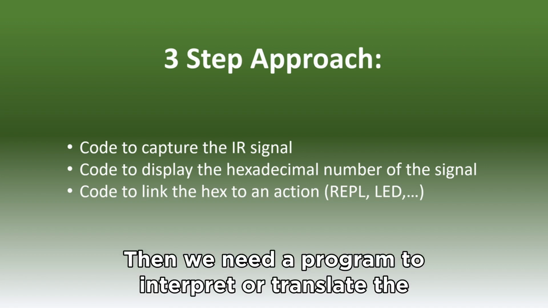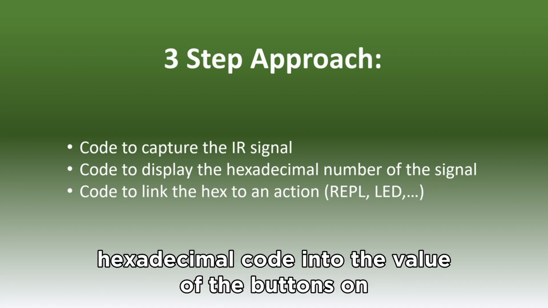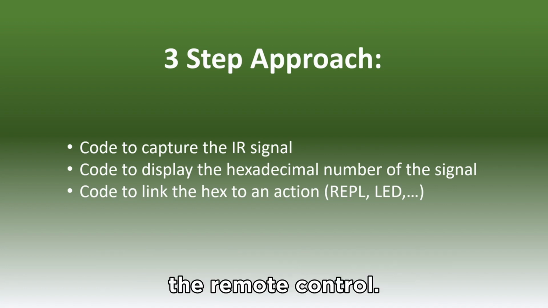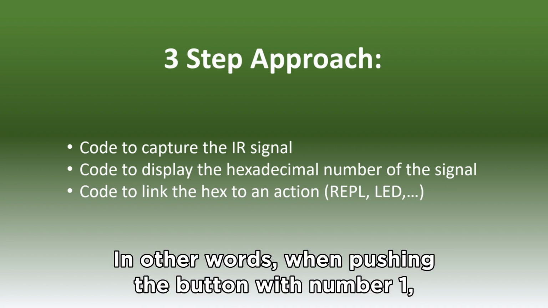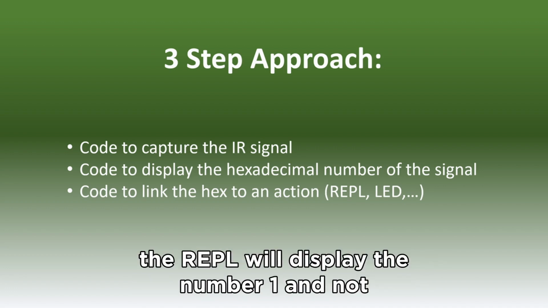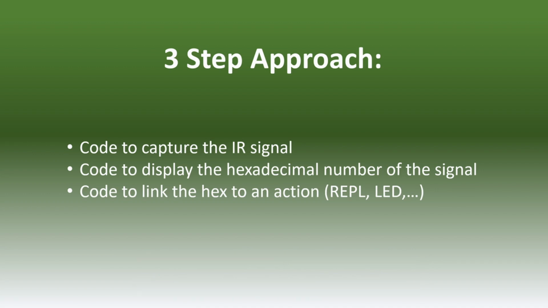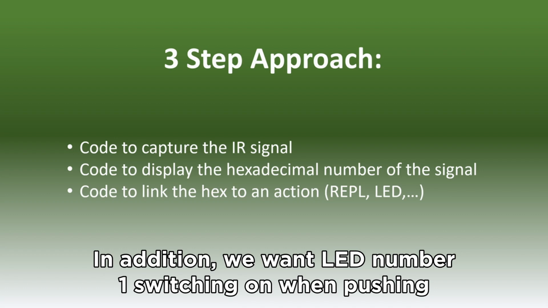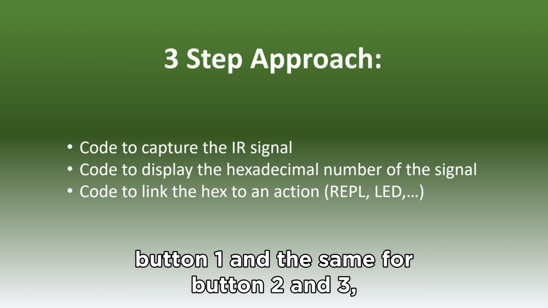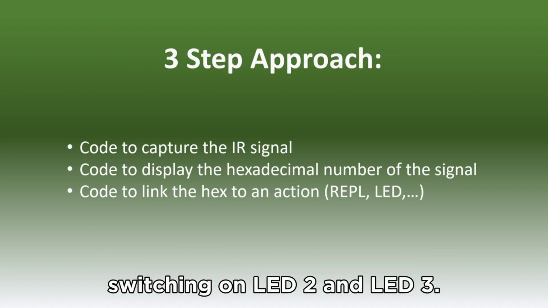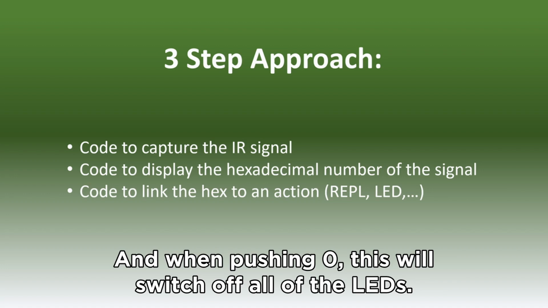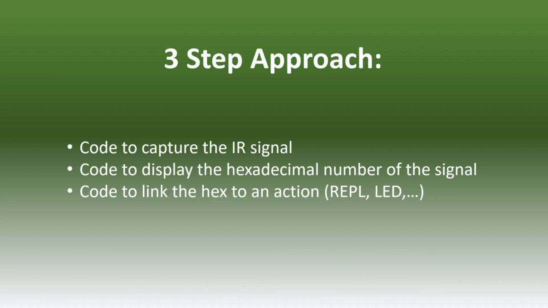And then we need a program to interpret or translate the hexadecimal code into the value of the buttons on the remote control. In other words, when pushing the button with number 1, the RPI will display the number 1 and not the hexadecimal number. In addition, we want LED number 1 switching on when pushing button 1, and the same for button 2 and 3, switching on LED 2 and LED 3. And when pushing 0, this will switch off all of the LEDs.